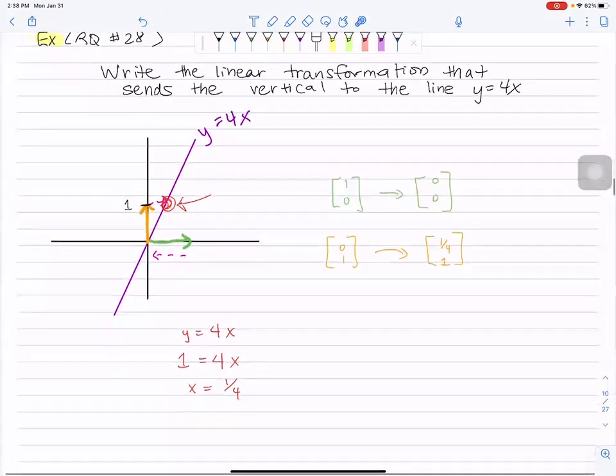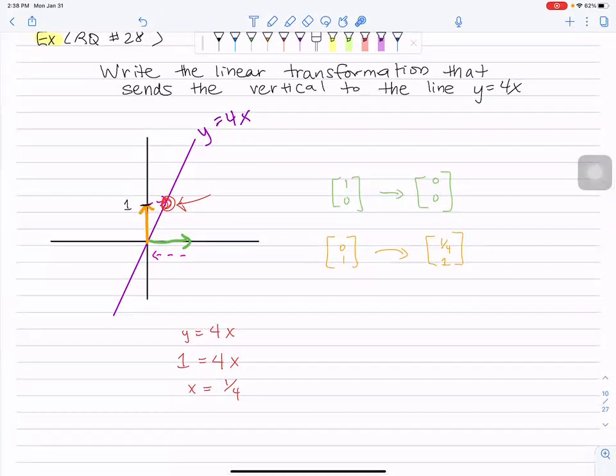And now that you know what happens to the green vector and the orange vector, you just write this matrix transformation. You write the green one, then the orange one. Any questions?